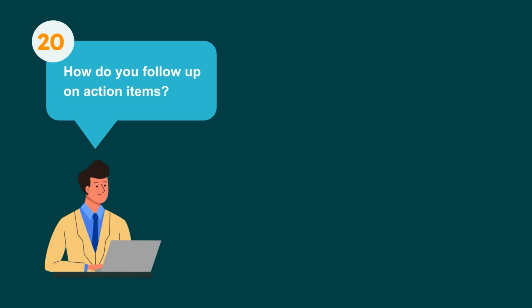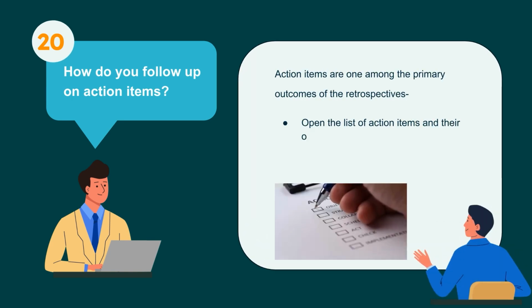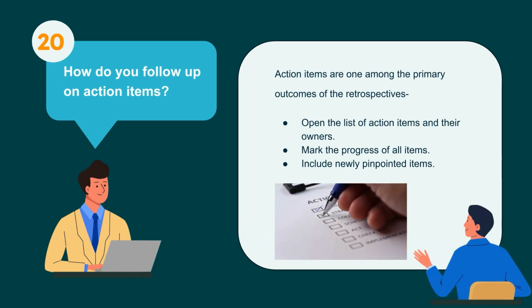20. How do you follow up on action items? Action items are one among the primary outcomes of the retrospectives. Open the list of action items and their owners. Mark the progress of all items. Include newly pinpointed items.